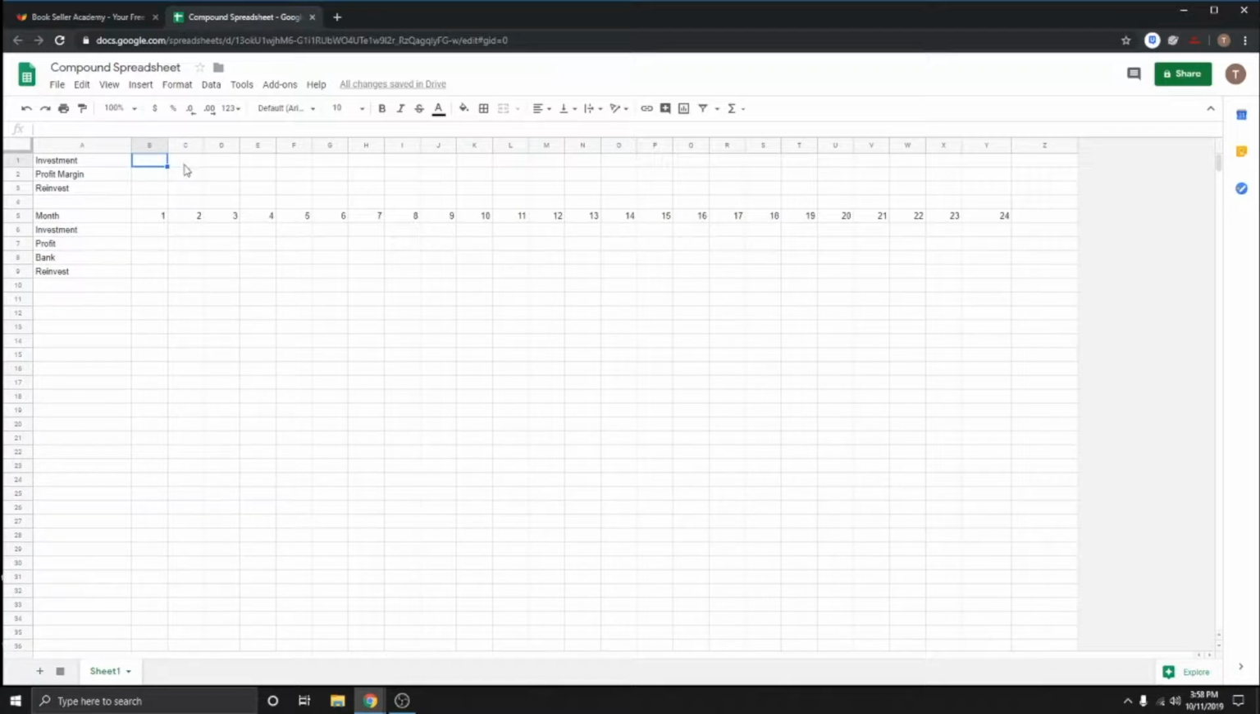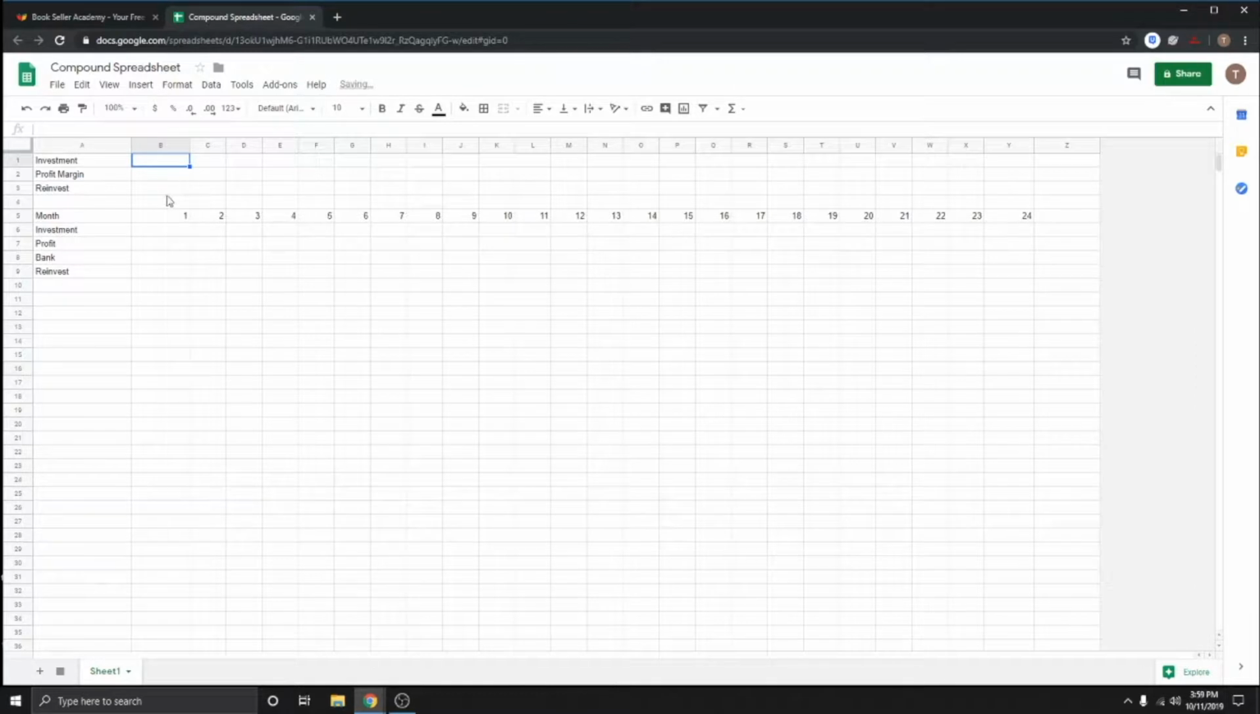So what we're going to do here is we're going to make this field $1,000 investment. Let's be really conservative here, and let's go with a 20% profit margin, and let's reinvest 90% of the total. I'm already thinking here, in order to do the calculations, I'm going to have to probably duplicate this across the columns, and you'll see why.